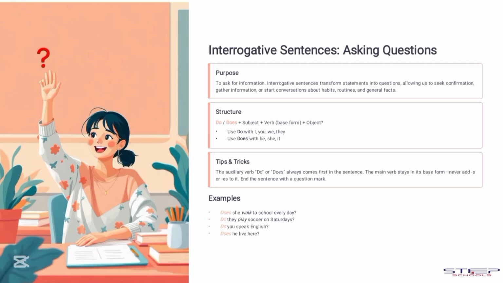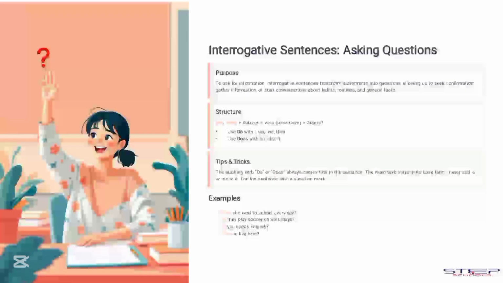Dear students, here is a rule for the addition of do and does. Use do with I, you, we, they, and plural subjects, and use does with he, she, it, and singular subjects. Now we're going to move towards some points that you have to consider.